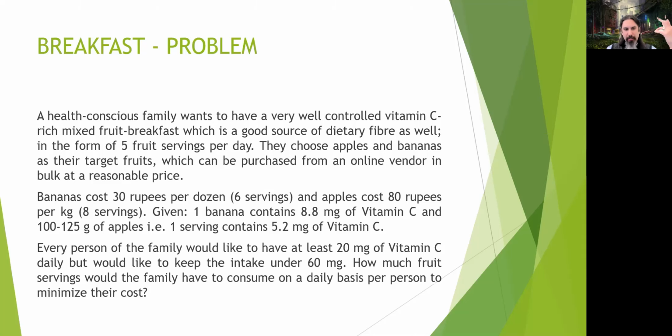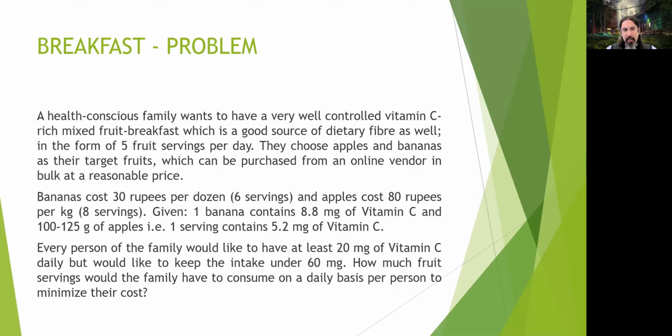Bananas cost 30 rupees per dozen. Okay, 6 servings, 30 rupees. And apples cost 80 rupees per kilogram, which is 8 servings. Given one banana contains 8.8 milligrams of vitamin C and 125 grams of apples, which is 1 serving, contains 5.2 milligrams of vitamin C. So this is the amount of vitamin C we have from 1 serving.